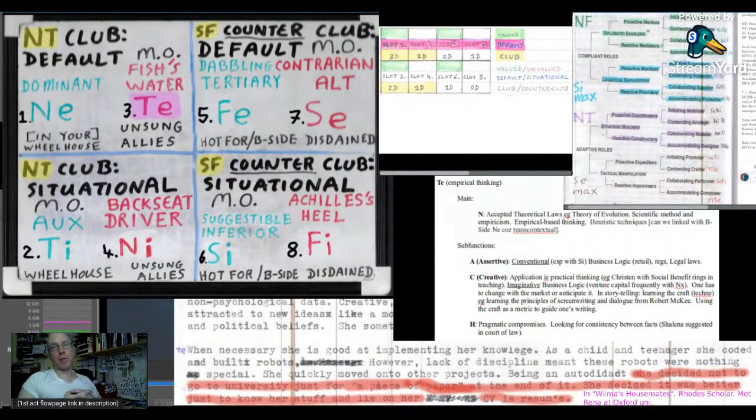So, examples for Wilma. When necessary, she's good at implementing her knowledge. So there's that TE there. As a child and teenager, she coded and built robots. Again, that's not every ENTP. However, the lack of discipline meant those robots were nothing special. So this is a problem for ENTP: potentially they have very good TE, but there's this lack of discipline, because usually TE requires discipline.